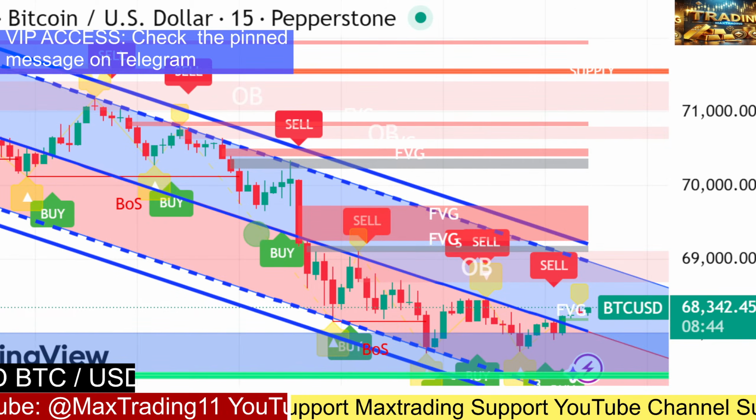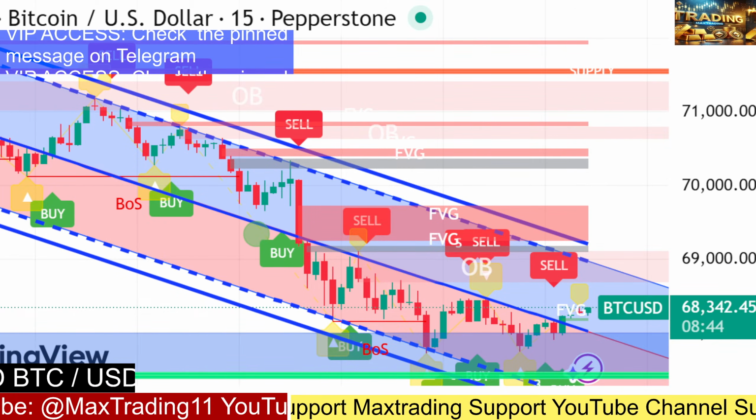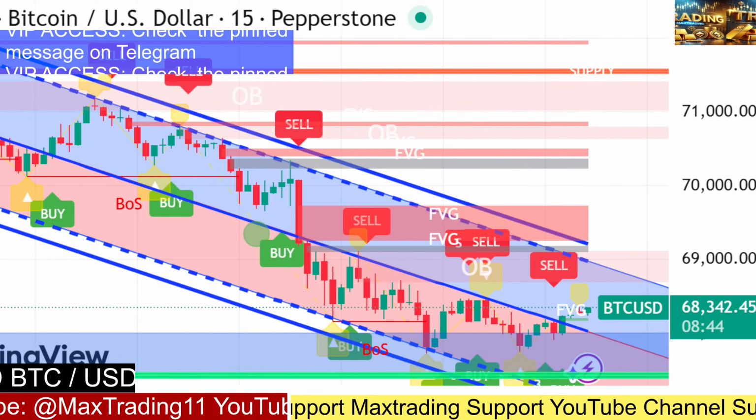Price breaks channel plus new zigzag leg, trend shift, wait for retest. 17. Final thoughts. Trading is about pattern recognition and discipline.